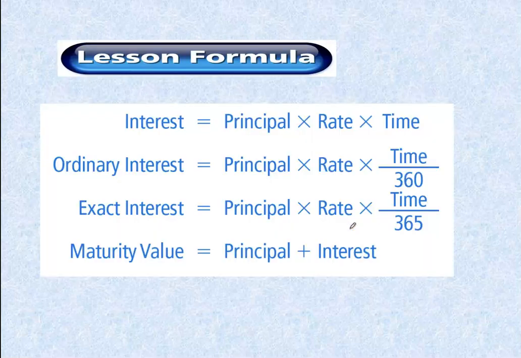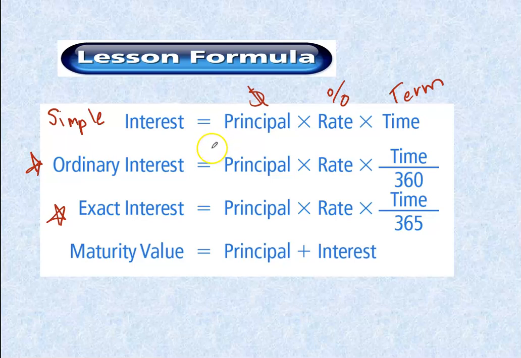So there are pretty much four formulas. This is simple interest, and hopefully you were able to do this last trimester and know that it's principal, the money, times the rate, times the time or the term. Now this one is written down for you, but these next two, ordinary and exact, are not, so you need to write those down.